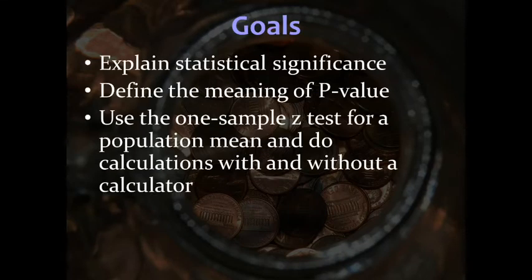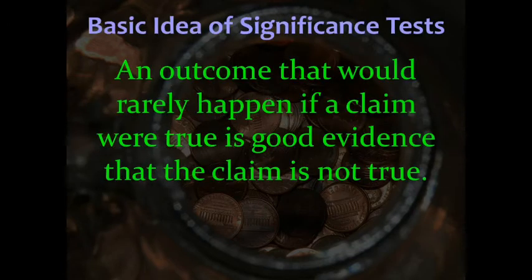So our objectives are to explain what statistical significance is, define the meaning of p-value, and later on use the one-sample z-test for mu and do calculations with and without a calculator, although we'll probably do that third goal in class later.